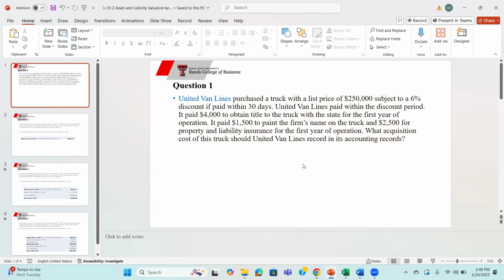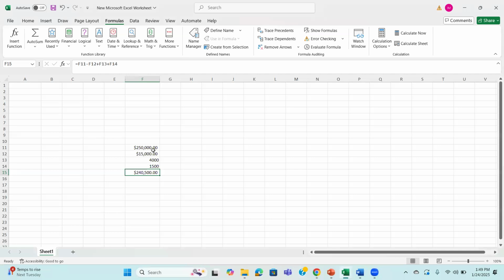All right, for the acquisition for that particular day, to make the truck ready, we need to consider the expense which is very important and which is mandatory to make the truck ready. So our list price, 250,000. This is a mandatory price, right? So let's do it here.